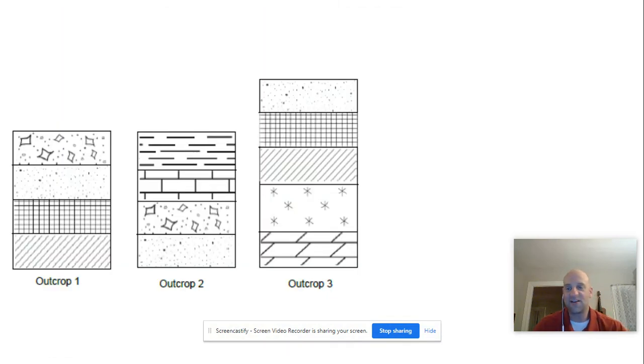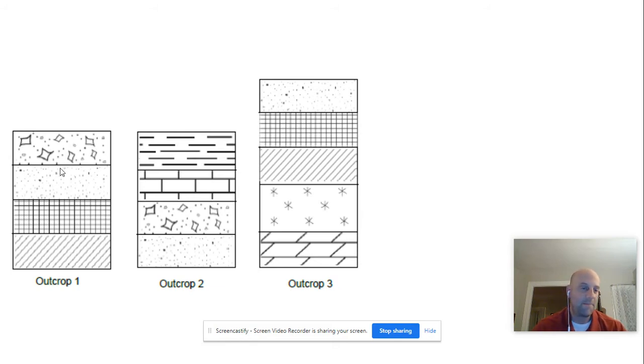So let's take a look at a couple of the techniques that I use to help us correlate rock layers. The first one is meant to be very simple. The second one is going to be a little bit more complex. So in the first one, I'm just looking at the rock types and see if I can match up the same sequence of layers in these different locations.